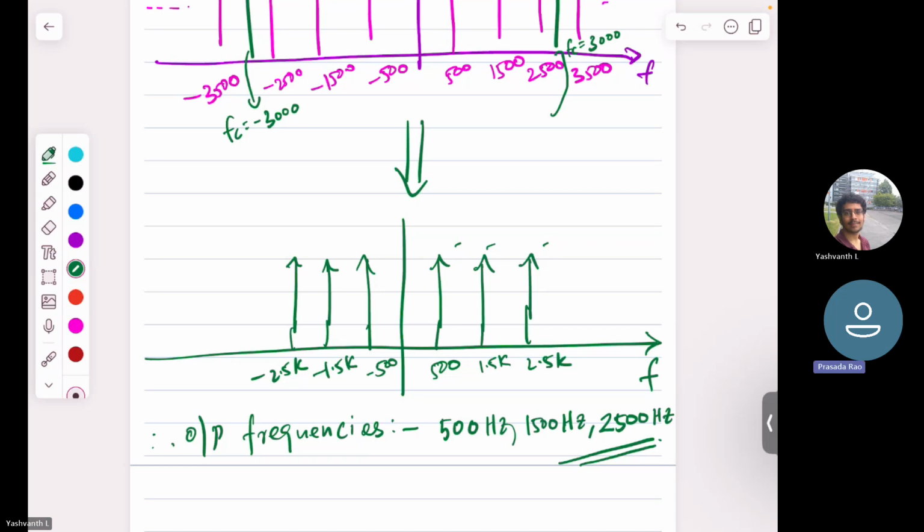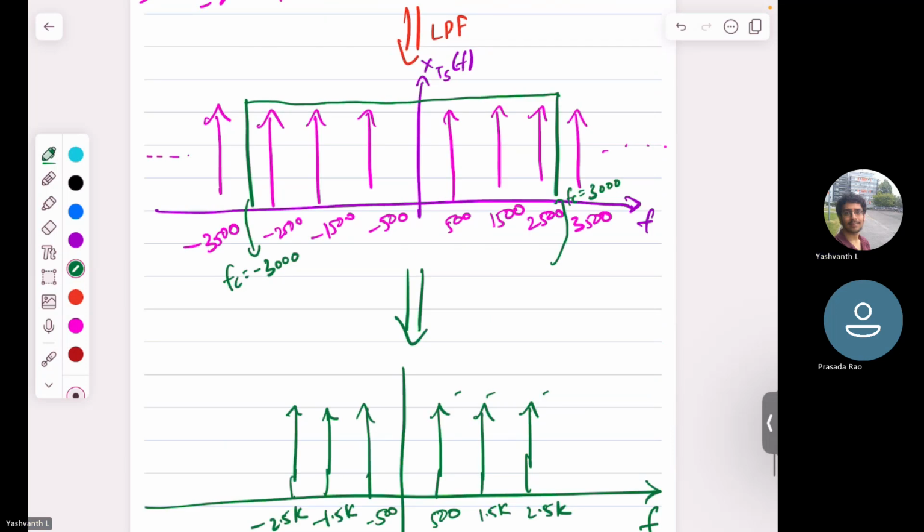Okay, sir. Does it mean that when it is sampled at 1000 hertz, double the frequency, then we take the left side and right side also, sir, to shift that 500 hertz for every multiple?